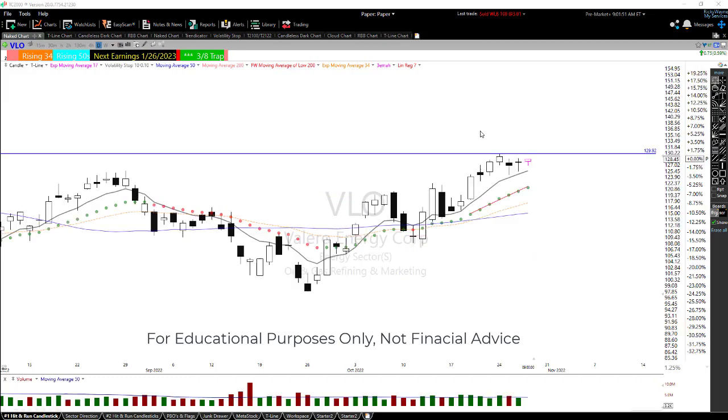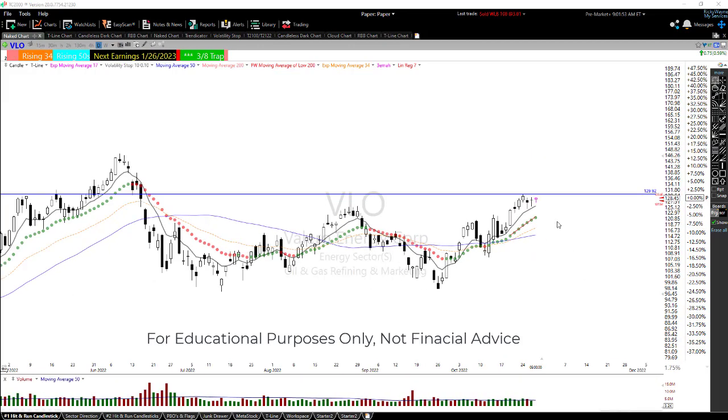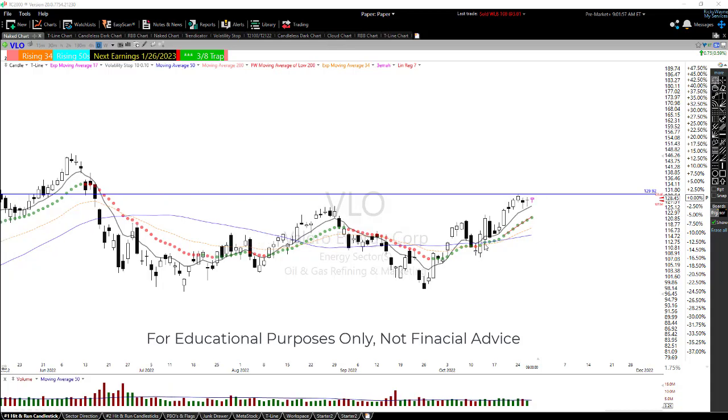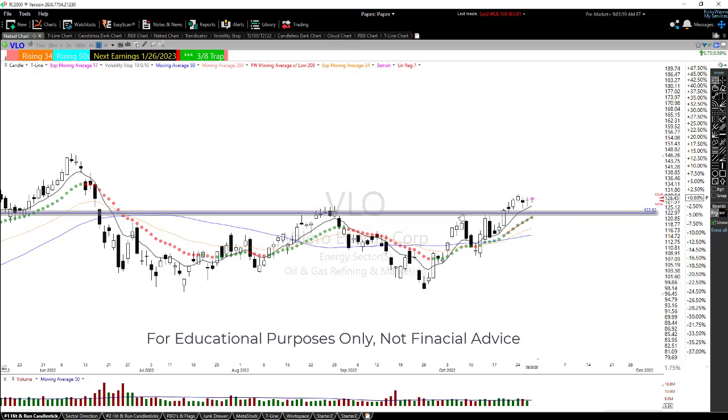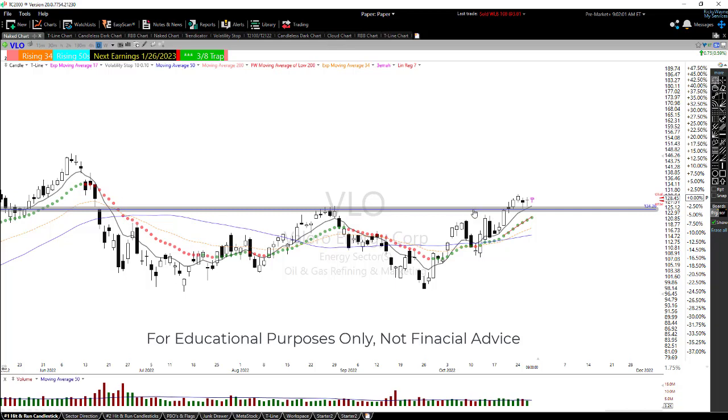Simple. VLO looks like it might be trying to pop out. Little bullish J-hook setting up. Very nice trend here. Here we've broken out over these highs. We've broken out. We've tested. Looking really, really good. 3/8 trap.